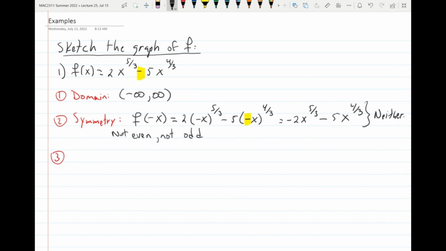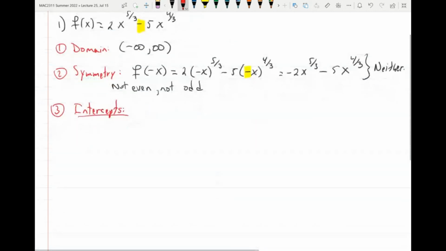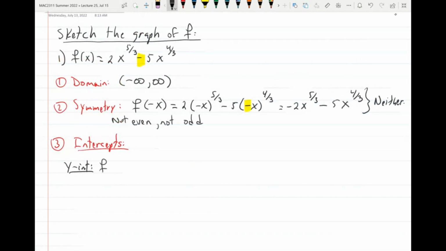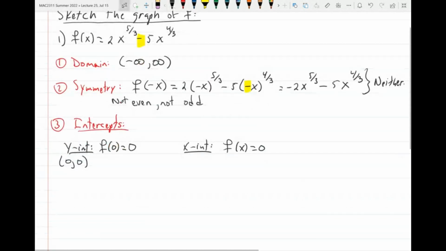Step 3, let's find the intercepts. Okay, so for the intercepts, let me find the y-intercept first because this one is the easy one. It's always easy, right? So you find this by just plugging in 0 into the function, which in this case, we're just gonna get 0. So that's a point (0, 0). Now for the x-intercept, that's another story. We need to solve the equation f of x equals 0.